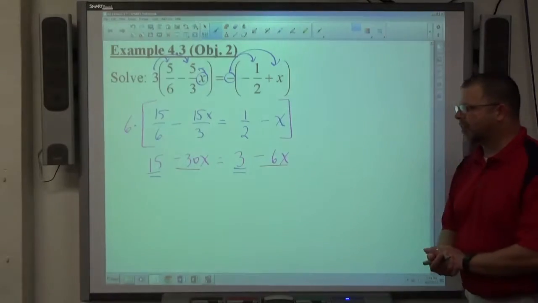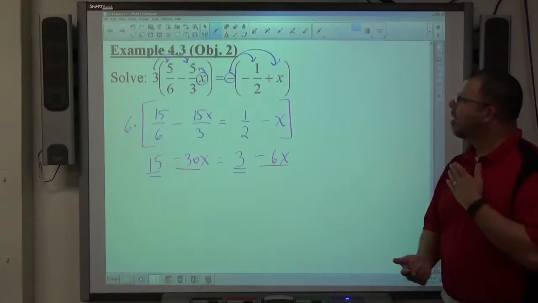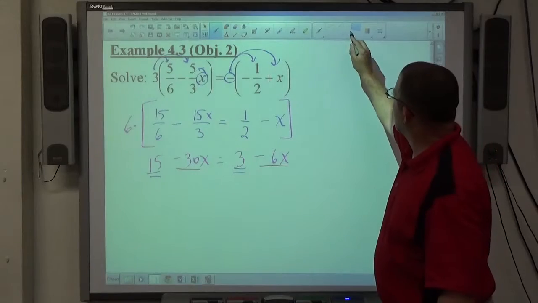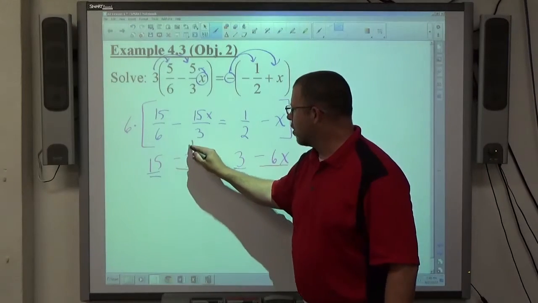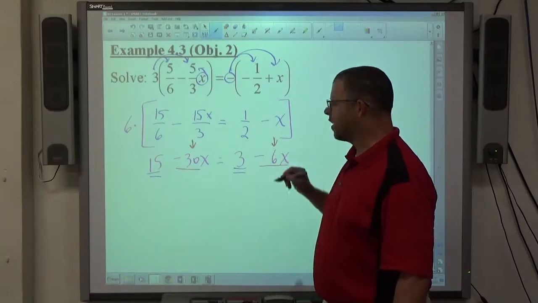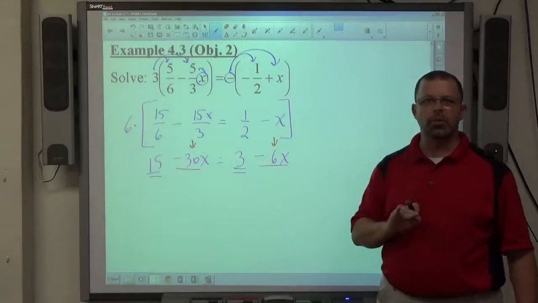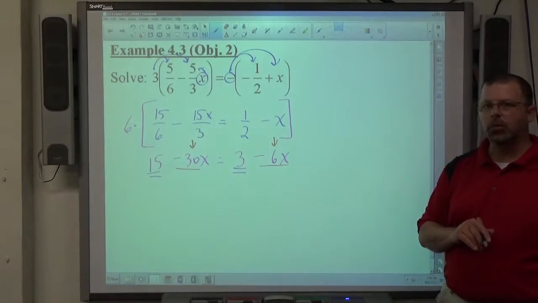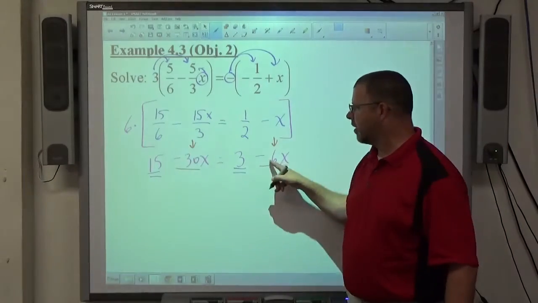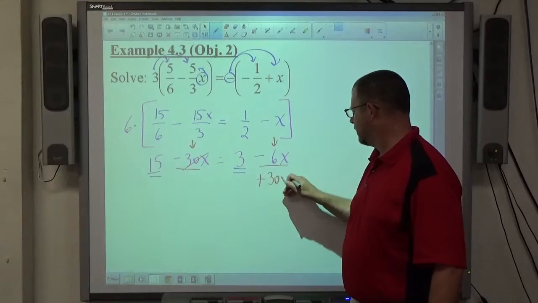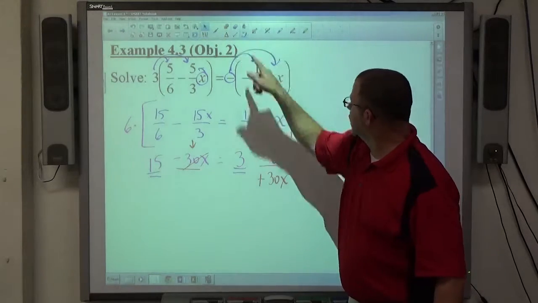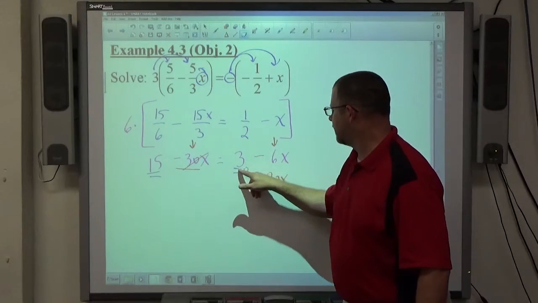And again, it's a matter of just getting x to one side, numbers to the other. My personal decision for what I'm going to move comes from the variables. I look at the coefficients, negative 30 and negative 6. Whichever one has a smaller numerical value is the one I move. Negative 30 is smaller than negative 6, so I would move the negative 30x. I'm going to erase these lines so it doesn't look like we're dividing.